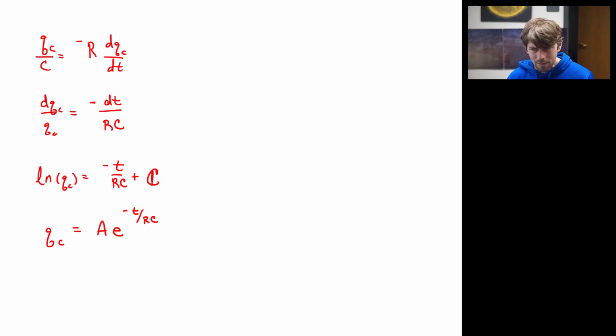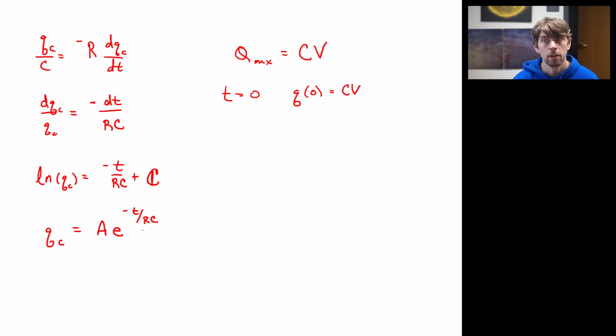Okay. Now, we already know what A has to be. We argued when we were charging up the capacitor, we hit the Q max, the starting amount of charge on the capacitor was the capacitance times the potential of the battery. Or a different way to say it is that at time equals 0, the starting amount of charge is equal to CV. Well, in order for that to be correct, that means that A has to have a value of the capacitor times the battery potential, CV.